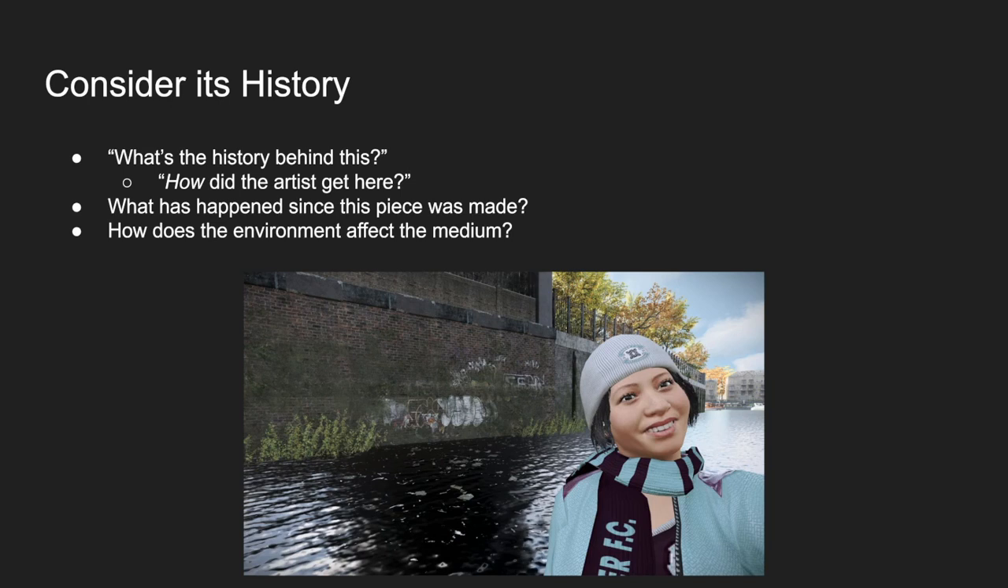And what has happened since this piece was made? How has the environment affected the medium? In this image, you can see that moss has started to grow over this graffiti. So nobody has put graffiti on this wall for a while, and presumably moss has started to cover its place. This is no longer a popular wall. Maybe it's aged out.